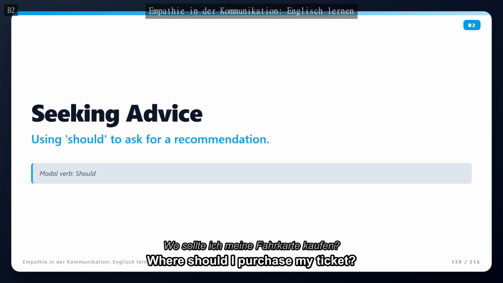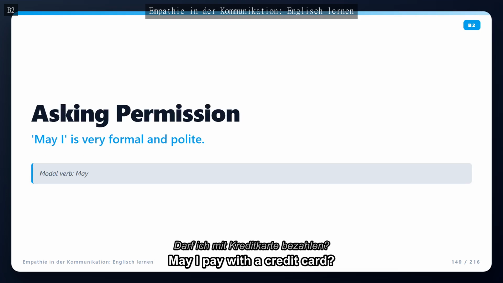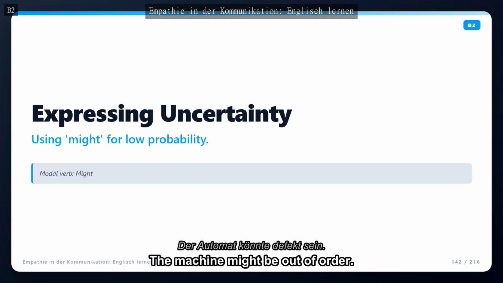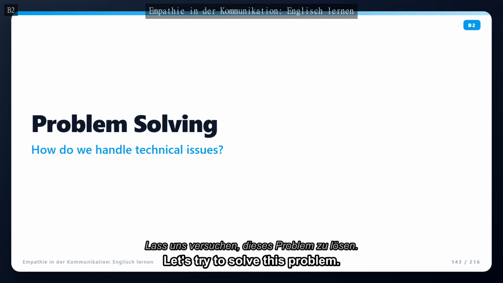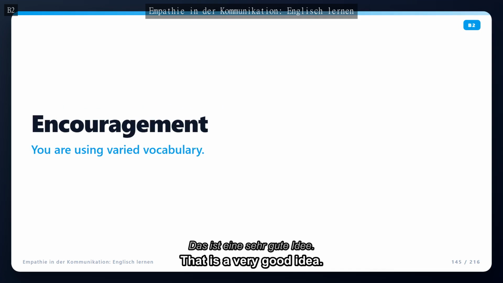Where should I purchase my ticket? You should use the automated machine. May I pay with a credit card? You can pay with card or cash. The machine might be out of order. Let's try to solve this problem. I ought to find a staff member. That is a very good idea.